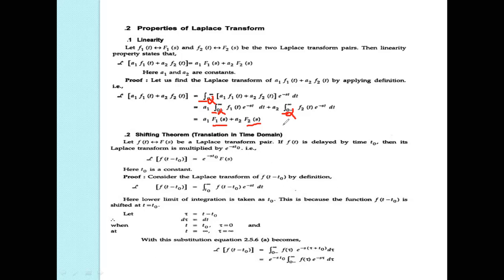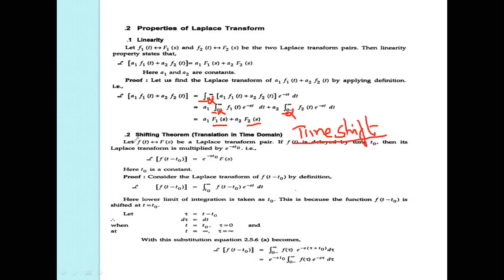If they are asking for the Laplace transformation, you have to prove it by using the Laplace transformation definition. If they are asking for the time shift property of the Fourier transformation, then by using the definition of the Fourier transformation, you have to prove the time shift property. That is a very important matter, students. Shifting theorem, or the translation in time domain, or time shift property.